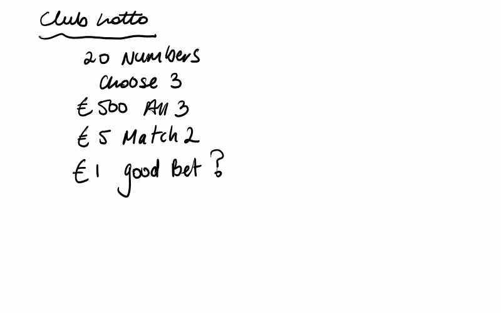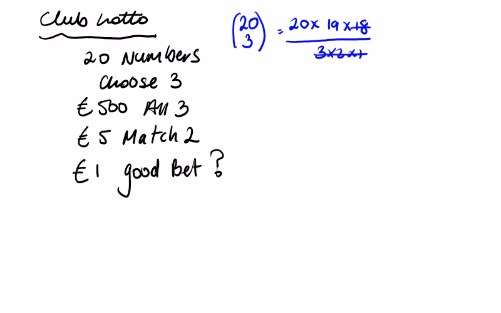There's 20 numbers with 3 to choose from. So 20 choose 3 will give us the total number of combinations. Just use your calculator to do 20 by 19 by 18 over 3 by 2 by 1. So 20 by 19 is 380 by 18 is 6840 over 6, which is 1140 possibilities or outcomes. So for all 3, you'd have to get the right one out of 1140.